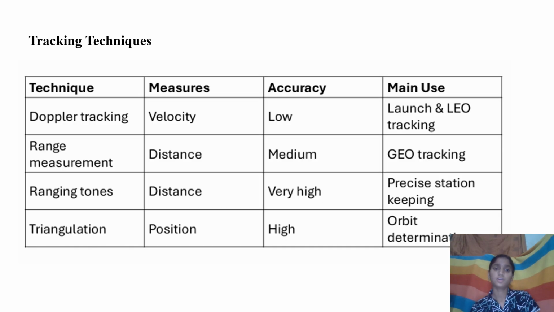These are the techniques: Doppler tracking, ranging measurements, ranging tones, and triangulation. Doppler tracking measures velocity, and range measurement uses distance and position, with accuracy low, medium, high, and very high. This is used in launch tracking, LEO tracking, GEO tracking, and precise station and orbit determination.